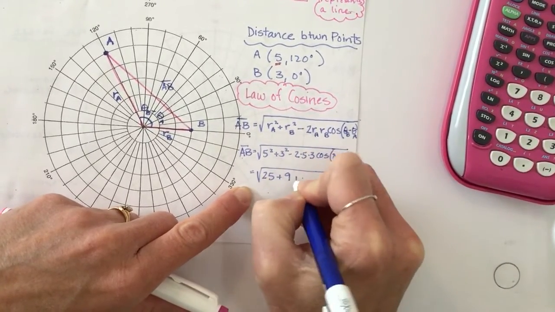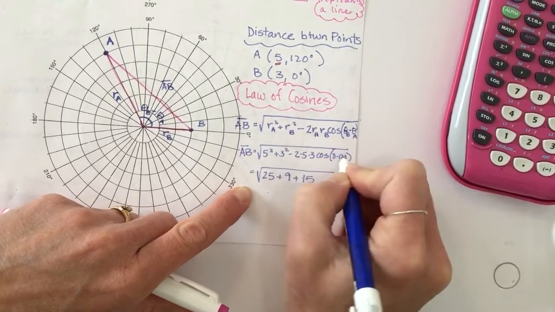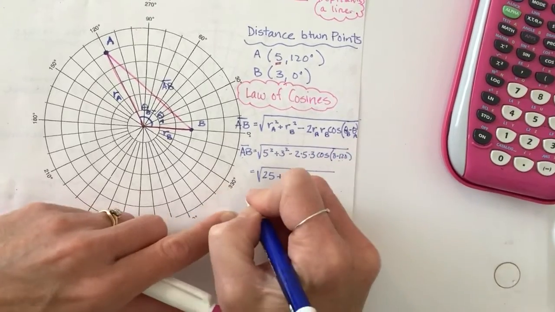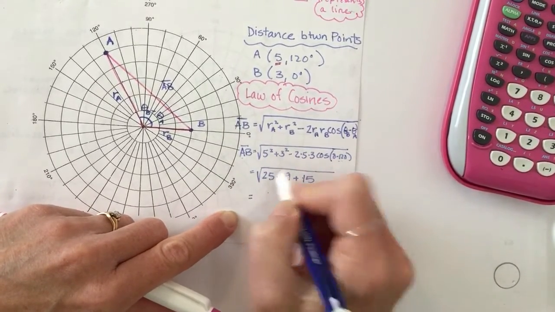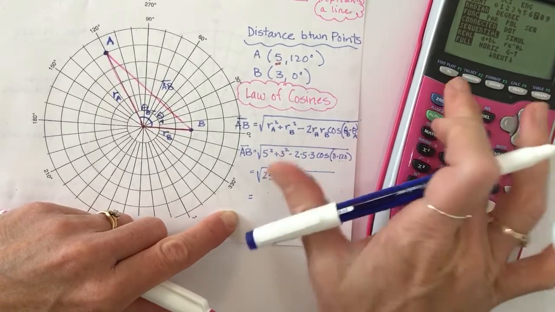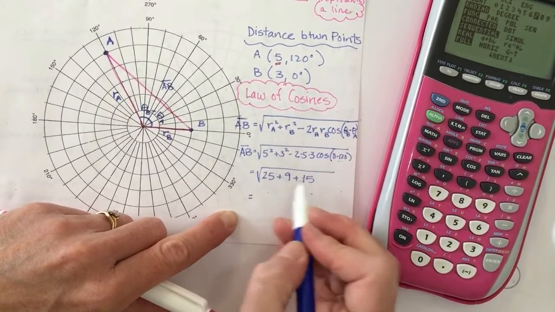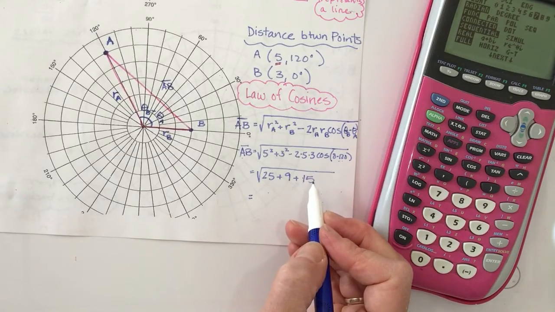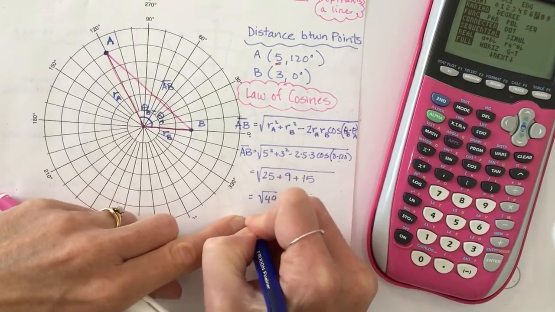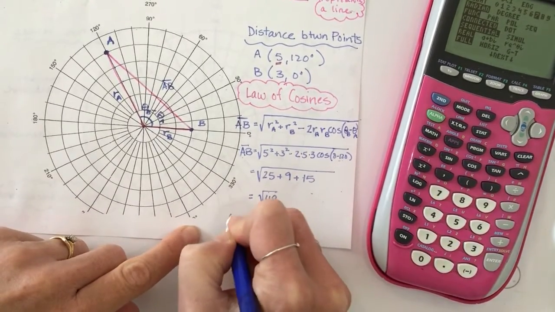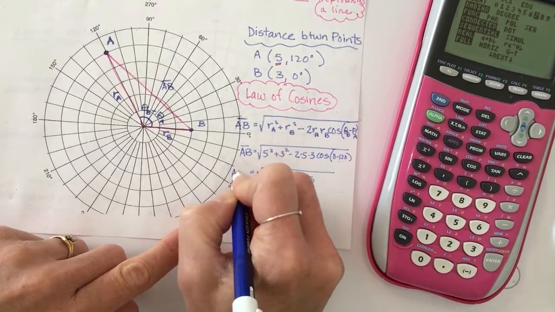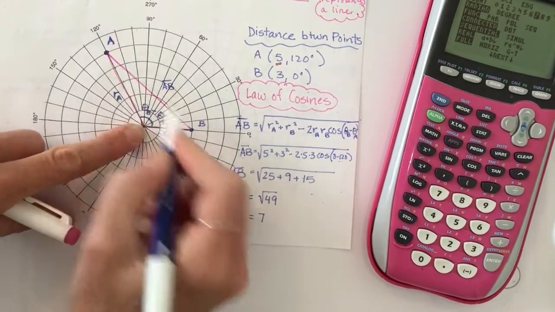Plus 9, plus 15, right? So the 2 times negative 1/2 is going to be positive, and then plus 15. And we get 25 plus 9 plus 15. So 25 plus 15 is 40, and 40 plus 9 is 49, and that's the square root of 49, which, oh my gosh, we know that one. It's 7. There we go. So law of cosines to find that.